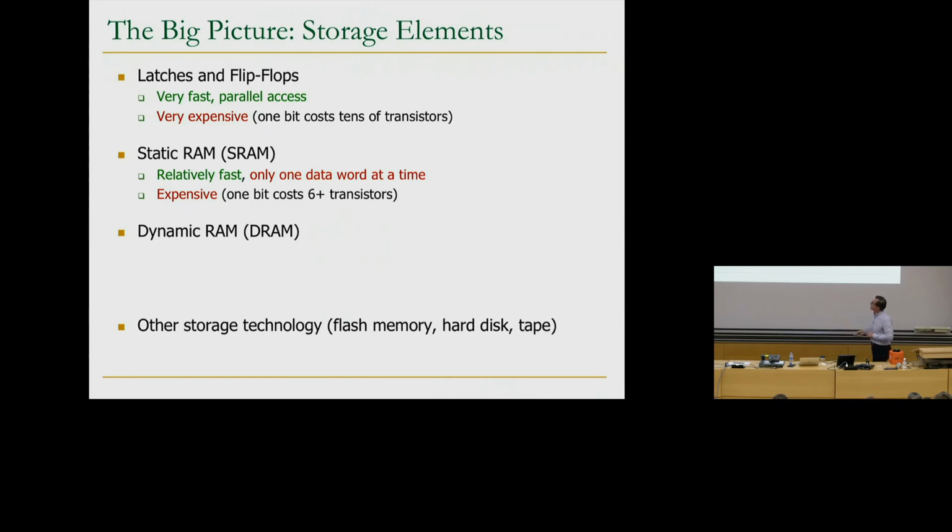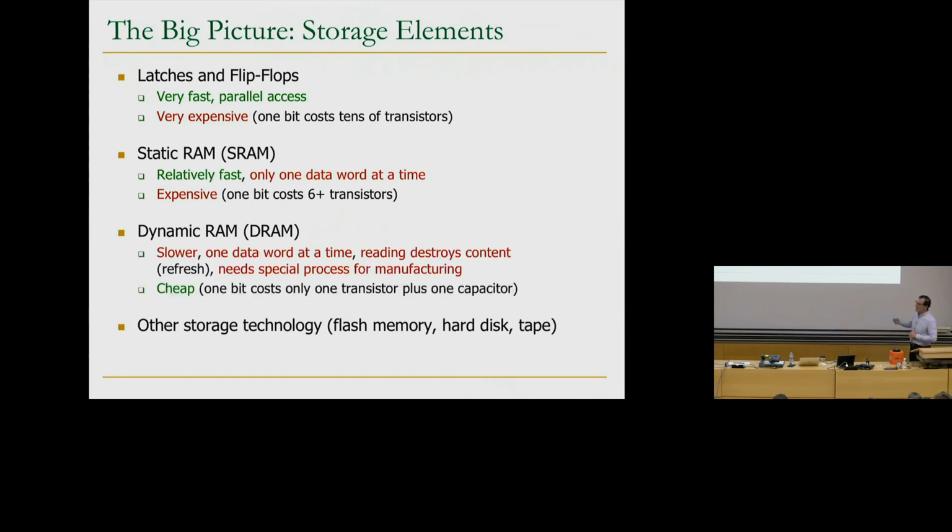Dynamic RAM is even slower, and it has other problems, like reading destroys the content. And it needs special process for manufacturing because the data is stored in the capacitor. The data is not stored in the cross-coupled inverters or the cross-coupled NAND gates, as we will see. You need a capacitor, and capacitor manufacturing is not as easy. It's very different from CMOS manufacturing, but it's very cheap. So 1 bit costs only 1 transistor plus 1 capacitor. A transistor enables the access, capacitor stores the data.